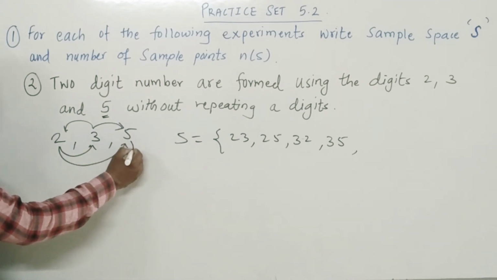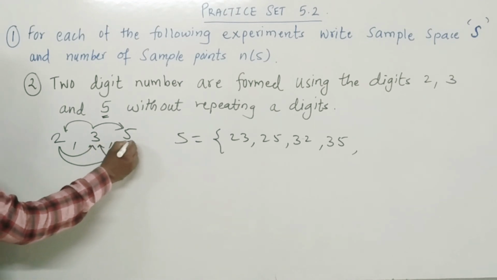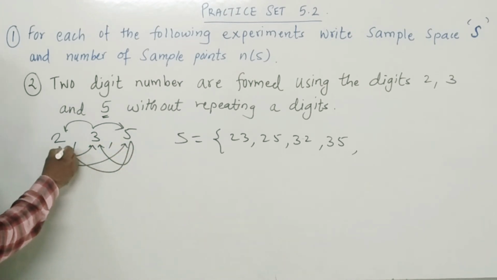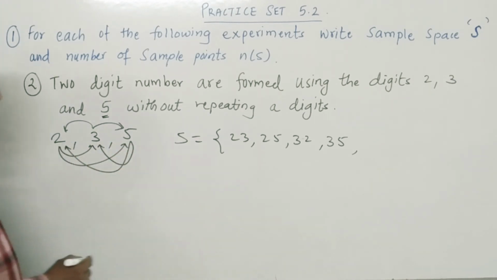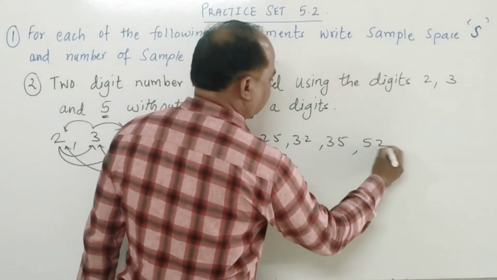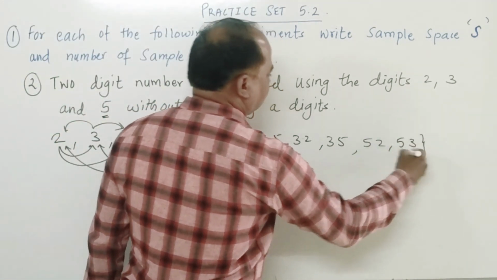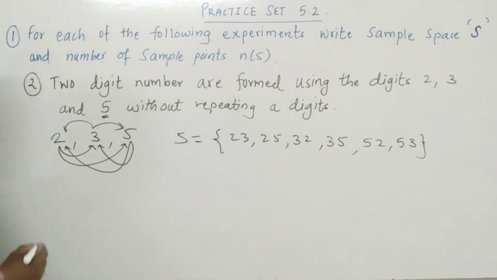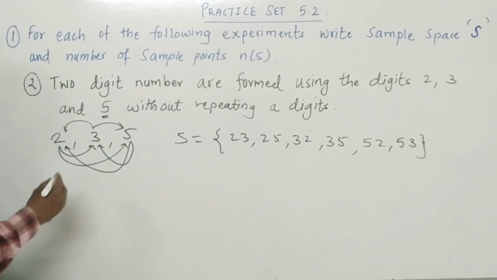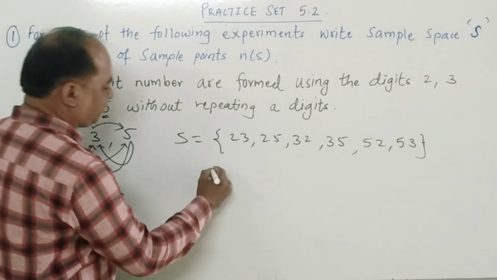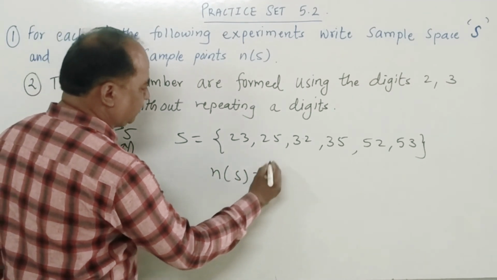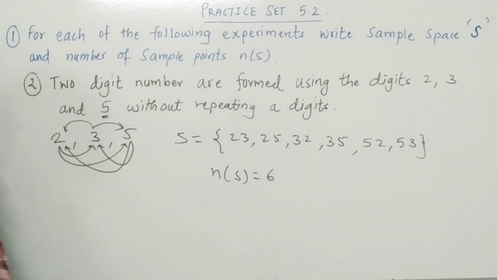Now 5 at tens place. 5 will go with 2 and 3, that is 52 and 53. So in this sample space there is no repetition. Without repetition, the number of sample points in the sample space n(S) is equal to 6.